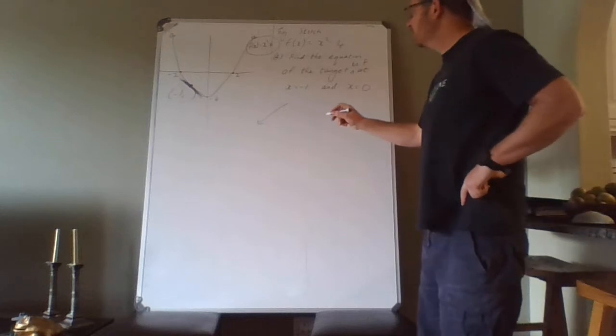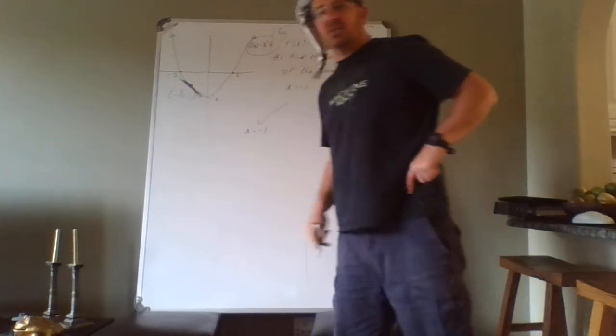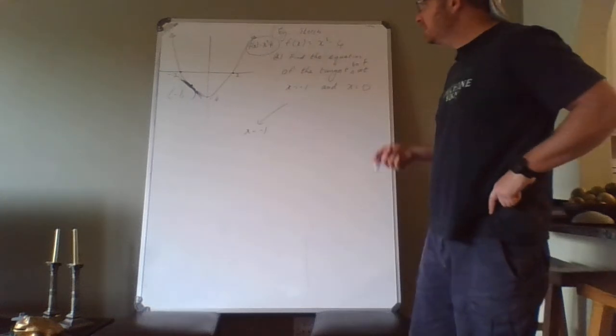What are your steps, first of all? So at x is equal to negative 1, well, we need a point on the tangent. To find a point on the tangent, what do we do?